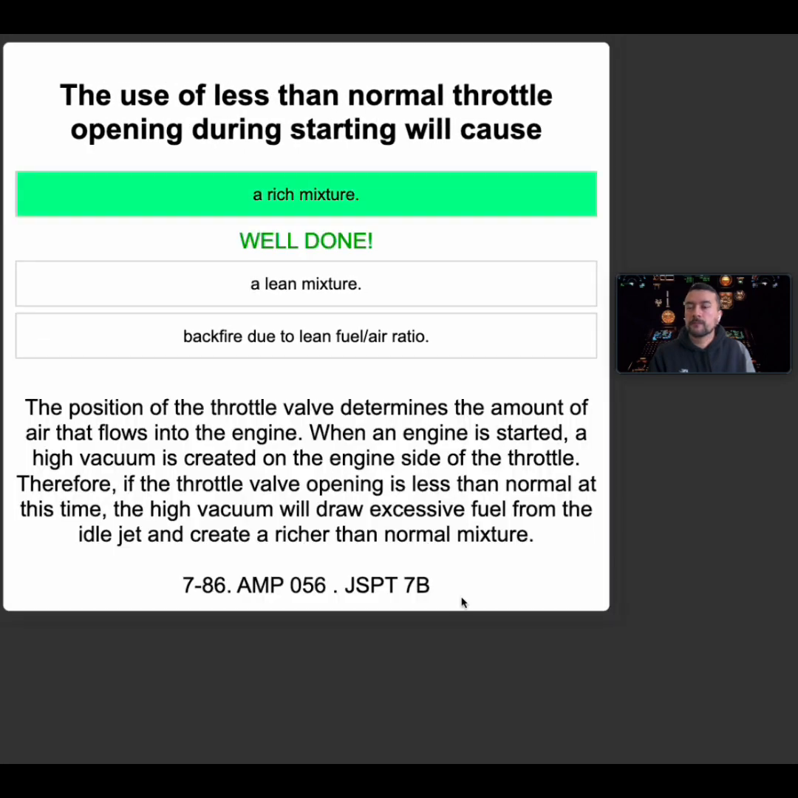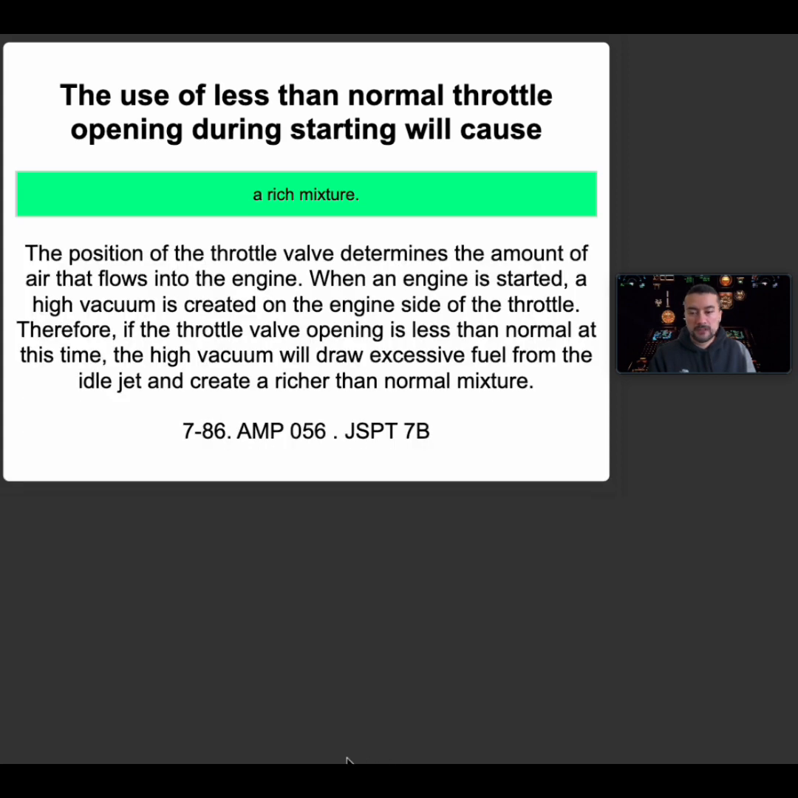The position of the throttle valve determines the amount of air that flows into the engine. When an engine is static, a high vacuum is created on the engine side of the throttle. Therefore, if the throttle valve opening is less than normal at this time, the high vacuum will draw excessive fuel from the idle jet and create a richer than normal mixture. That was a good one.